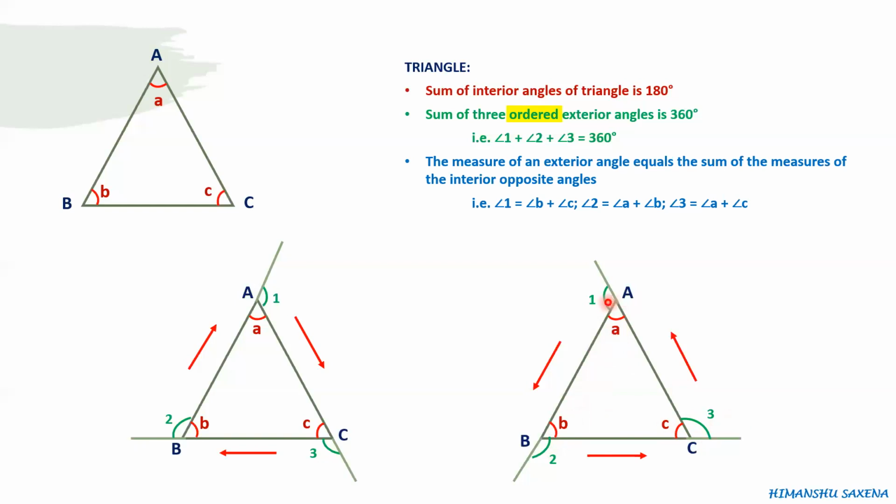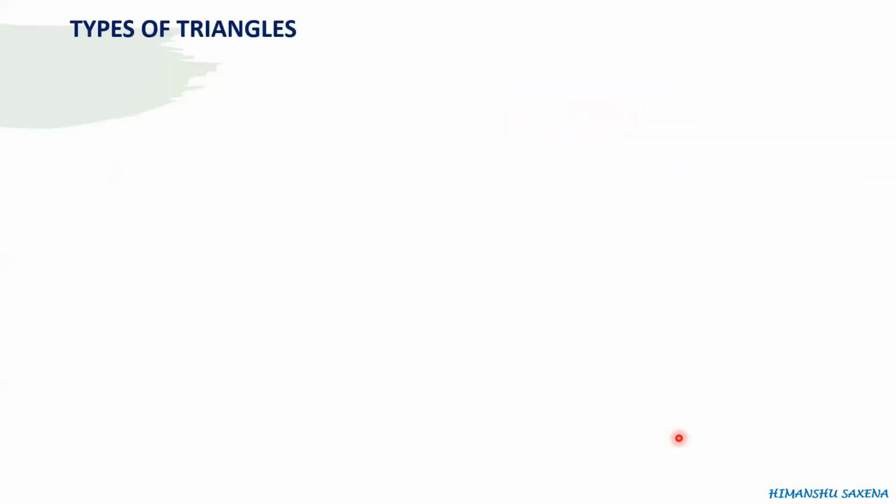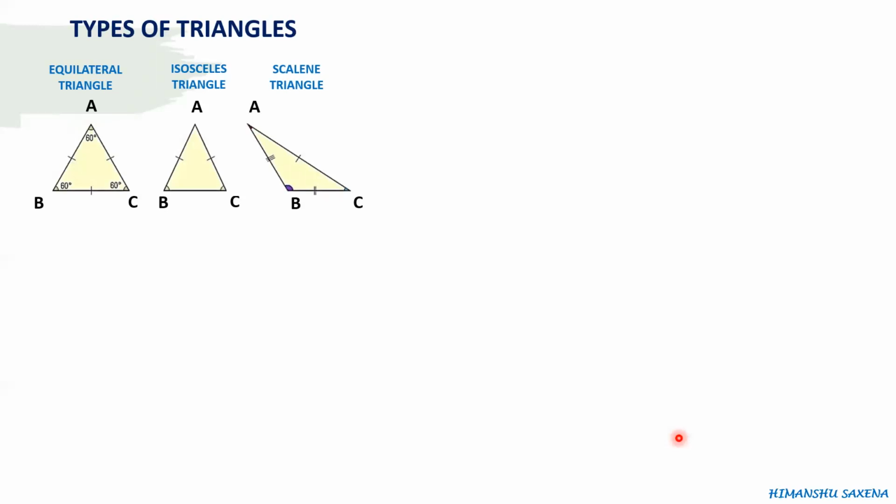Similarly, for angle 1, interior opposite angles are B and C. So 1 is equal to B plus C and 2 is equal to A plus C. Now let's look at the types of various triangles. What are the various kinds of triangles? So we can categorize triangles based on the length of their sides. And based on that, there are three kinds of triangles.